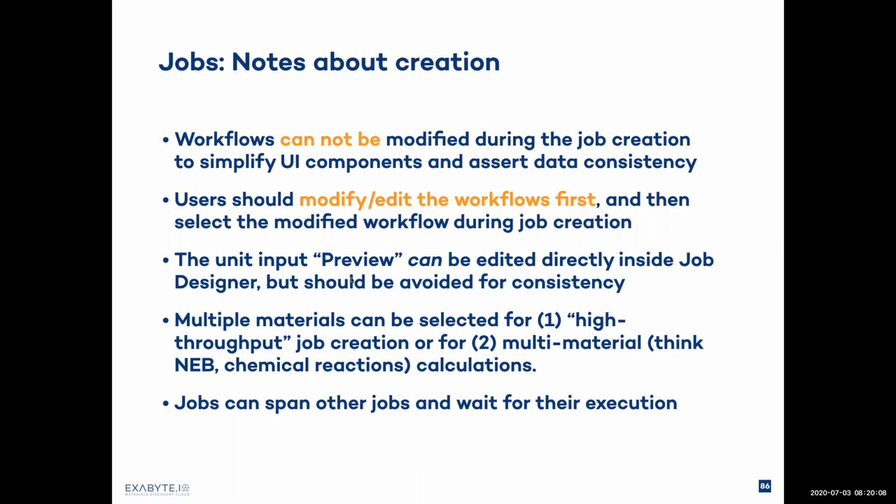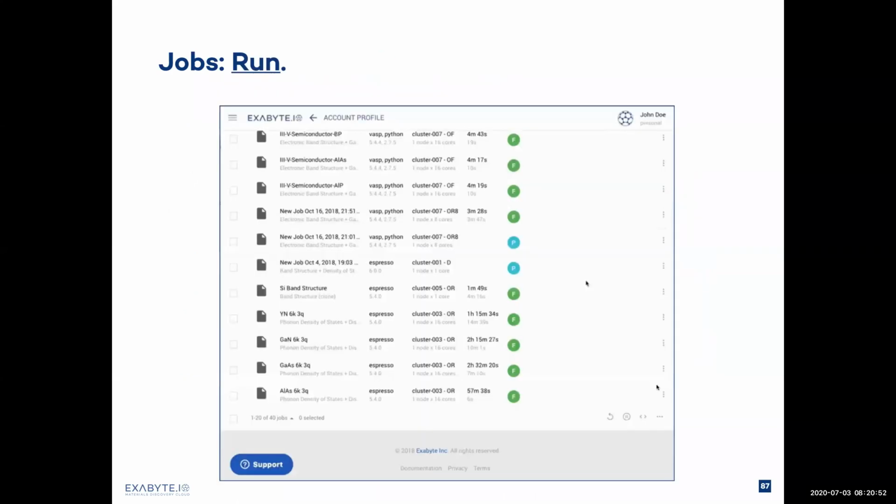There is a way to modify the content of the input file, override the requirement here, and directly modify the content of the preview. But we suggest to avoid it, again, to retain the consistency of the data. Multiple materials can be selected for high throughput job creation, or for multi-material calculations, consider NEB or chemical reactions. Jobs can also spawn other jobs and wait for their execution. So each job has the capability of launching other jobs and then waiting for them to complete. But that's a topic for a separate webinar.